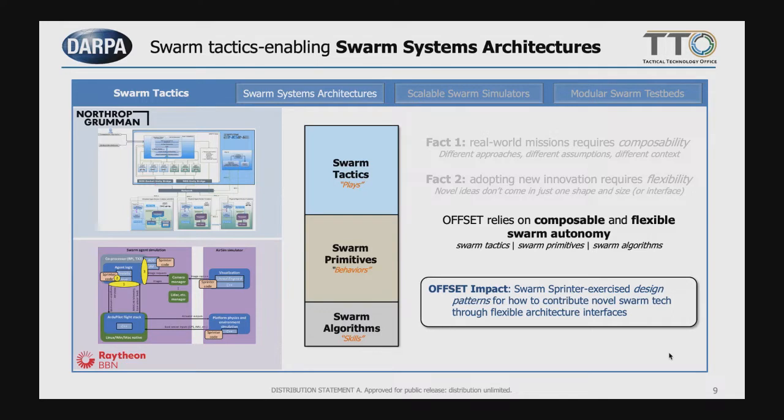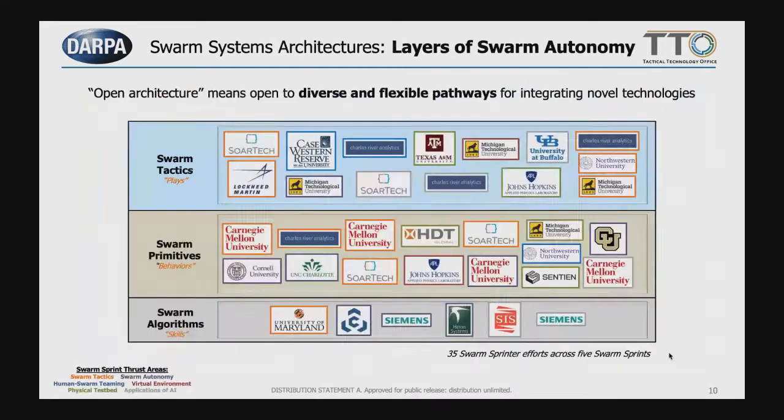These swarm sprinters, these folks who were adding additional component technologies, would be fed into and encouraged to integrate into one or both of these offset architectures for Team RISE or Team CCAST, to contribute and enhance what is possible with these swarm systems. Across 5 total sprints, we've concluded our 5 sprints. We had 35 different sprinter efforts that spanned those 5 sprints. Each of these sprints was a 6 to 9 month period of performance.